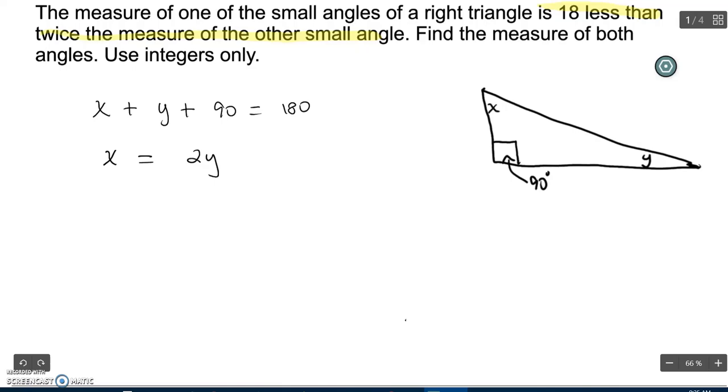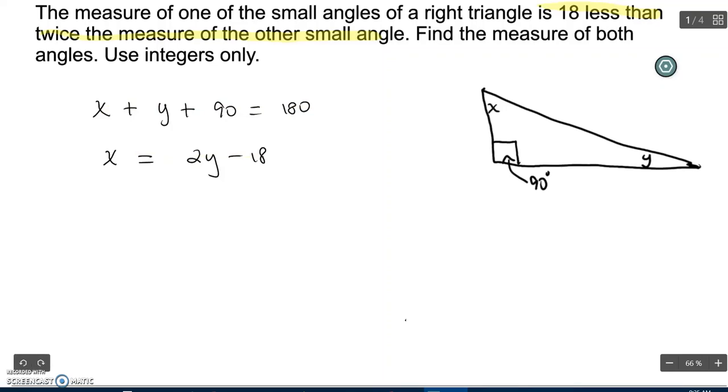But then it's 18 less than that. 18 less than 2y. So we would express that as follows: 2y minus 18. So one angle, x, is 18 less than twice the measure of the other small angle. All right, that's the hardest part of that problem, coming up with that equation right there. But it's one equation, and here is the other equation. So that's our system of equations.